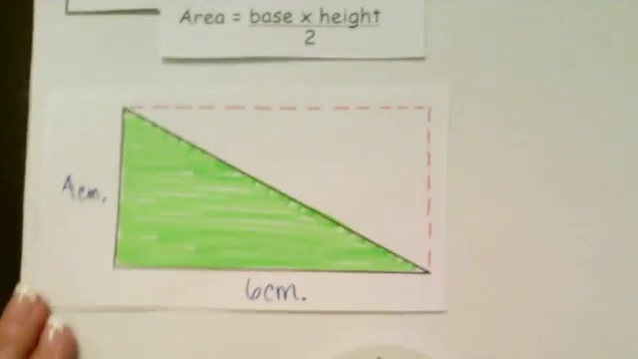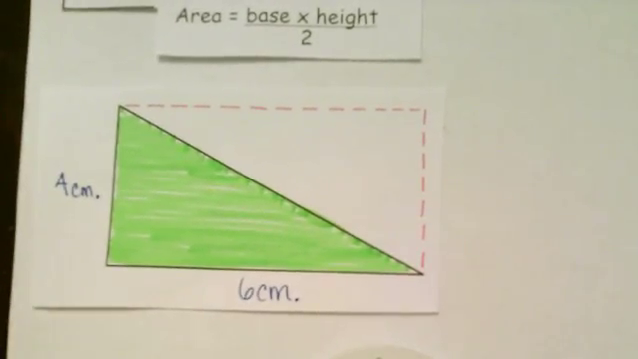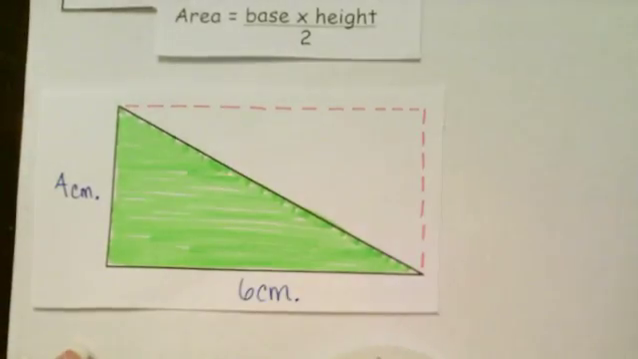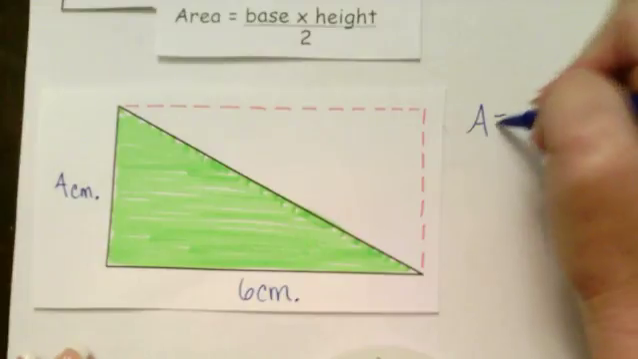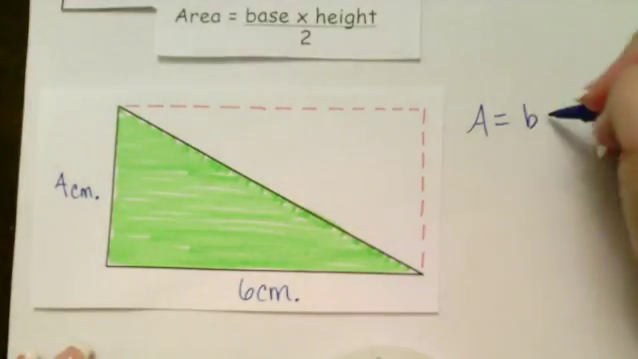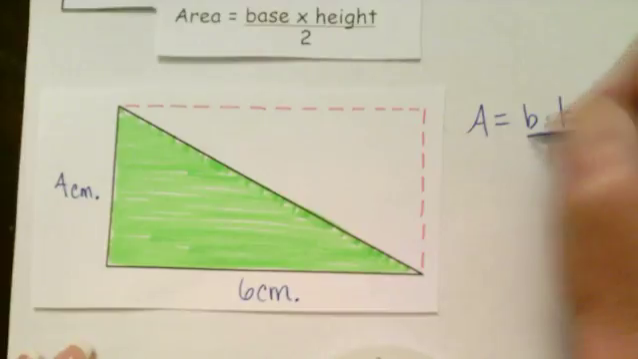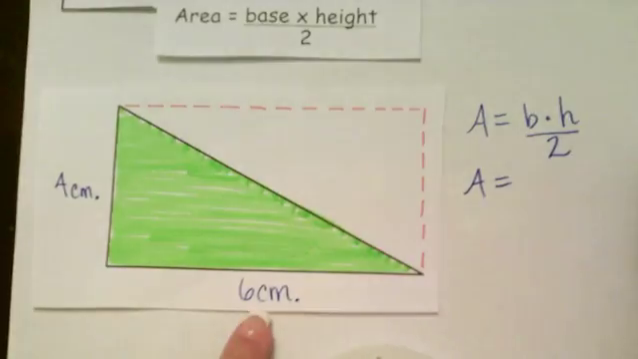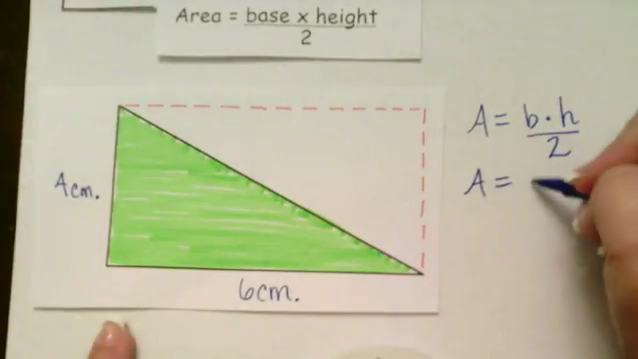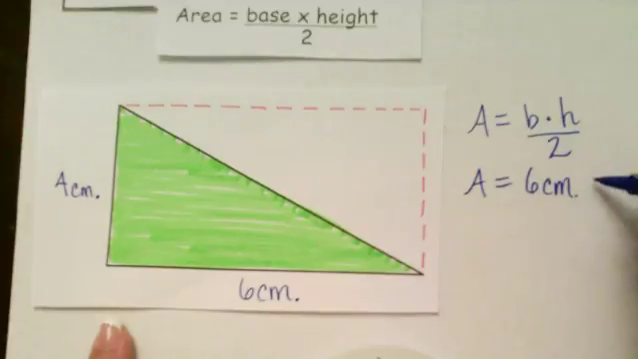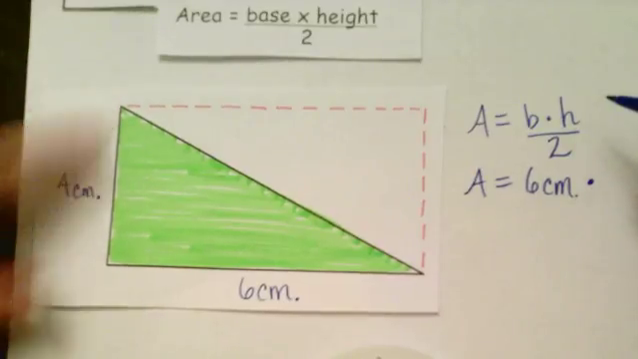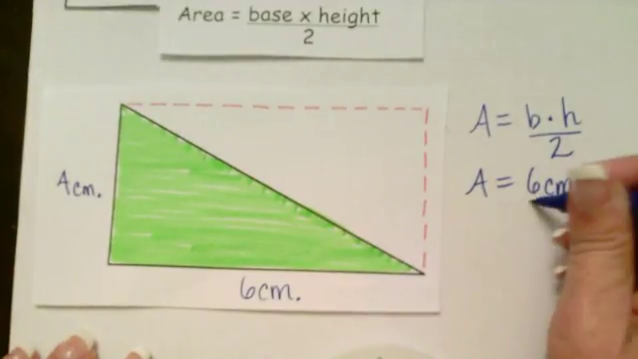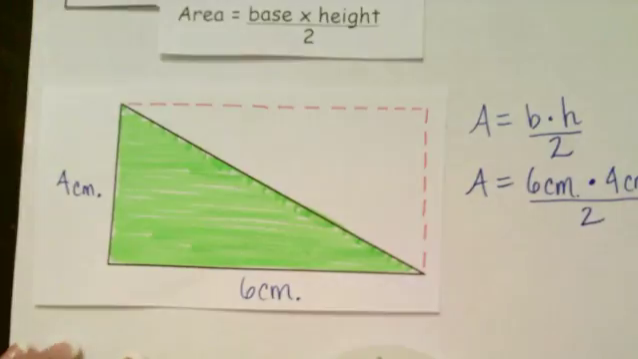And I always start by writing down the formula first and then looking at the shape to see what the values are that we can plug into the formula. So the area is equal to the base times the height, all of that divided by 2. So I can see here that my base is 6 centimeters long and my height is 4 centimeters. Now all of that I'm going to divide by 2.